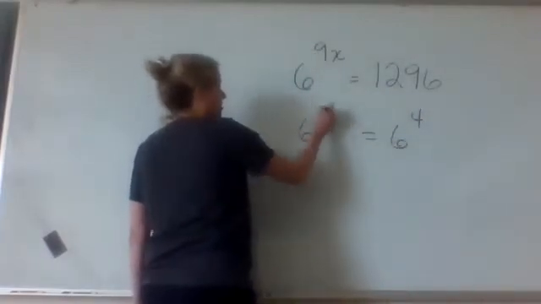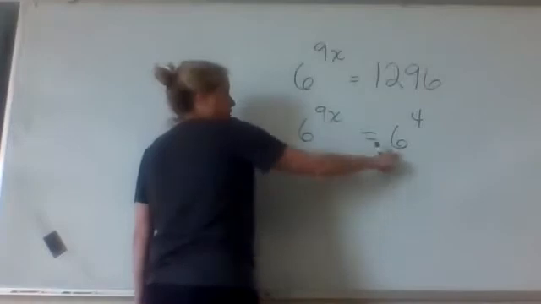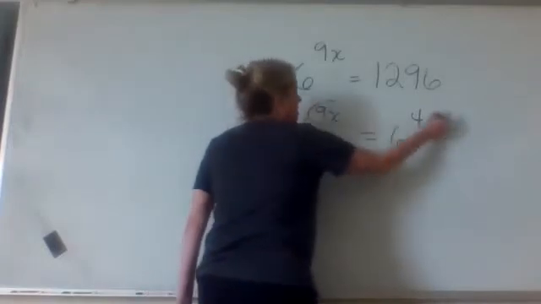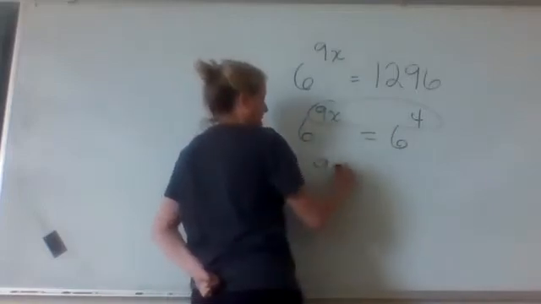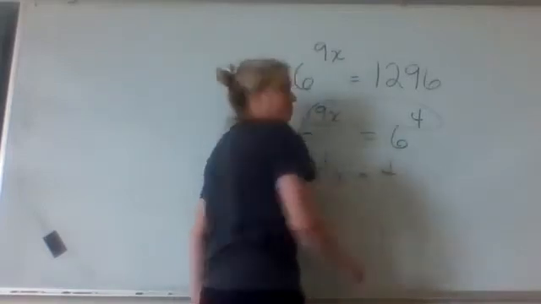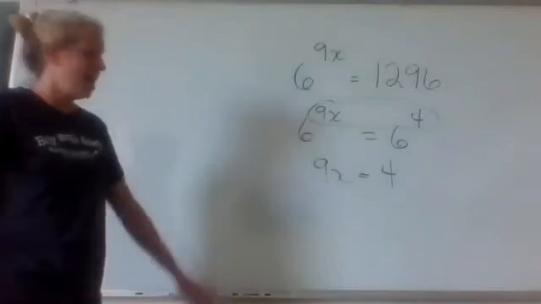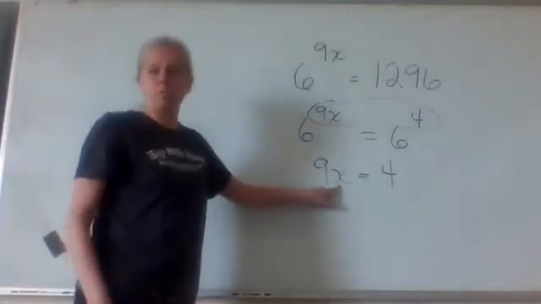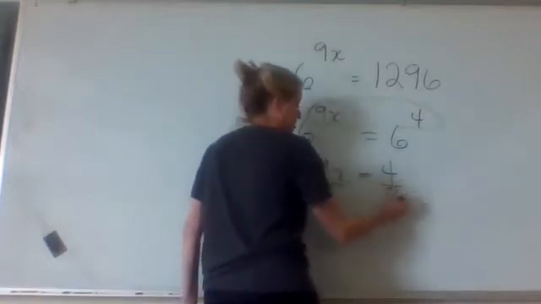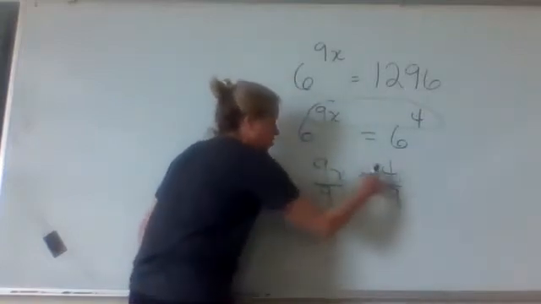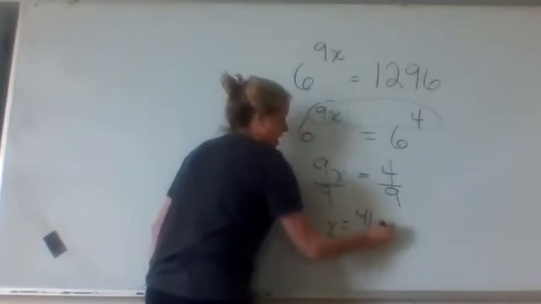Bring this other side down. So once you make your bases the same, set your exponents equal to each other. So 9x equals 4. And this time I do need to do a little bit more work, right? I need to solve for x, so I'm going to divide by 9. So x equals 4/9.